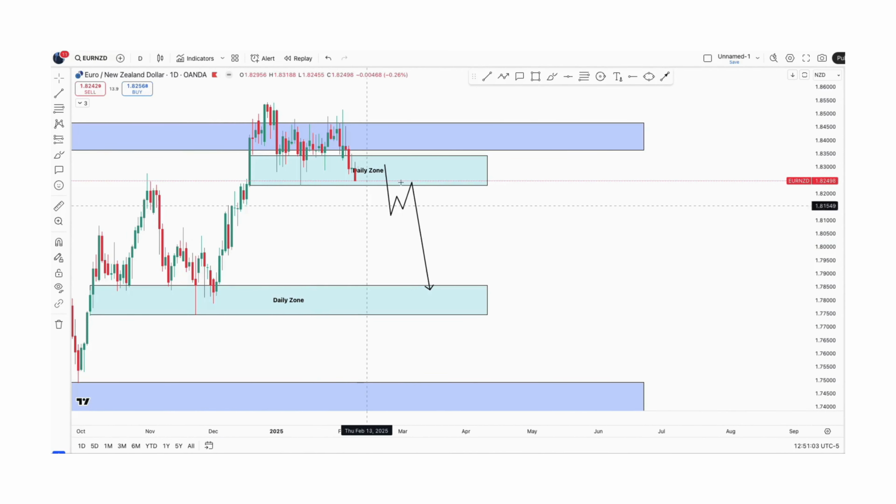So daily time frame, we can see very similar to the last pair. We have a double top, so you got top one, neckline, top two. So same thing, we're going to wait for a breakdown of this last low and then get a retest on the 4-hour to potentially give us an entry to go short on Euro NZD going into this week.